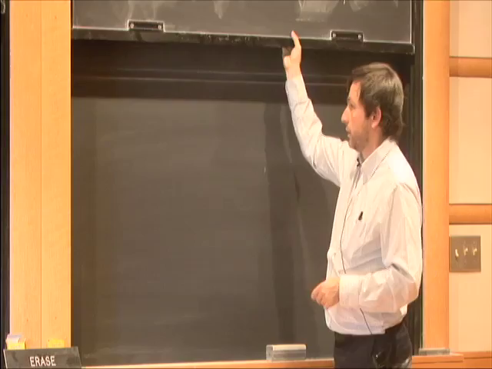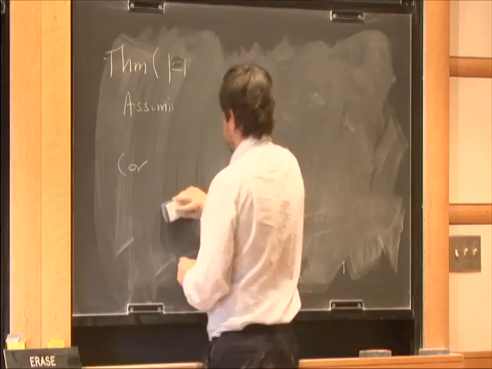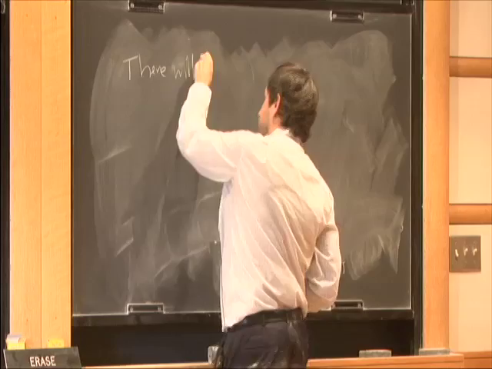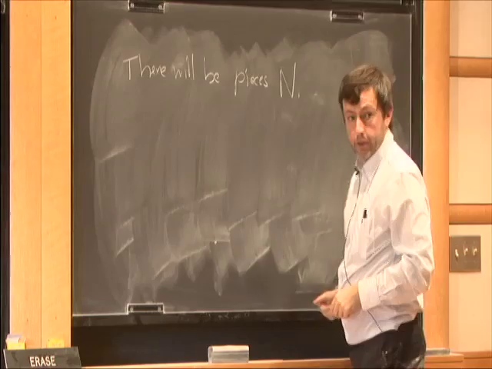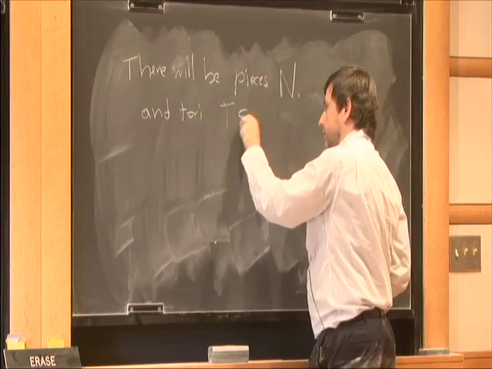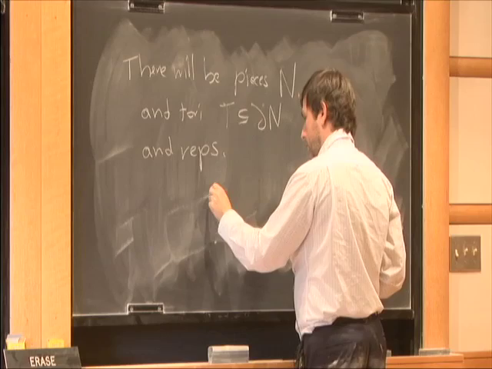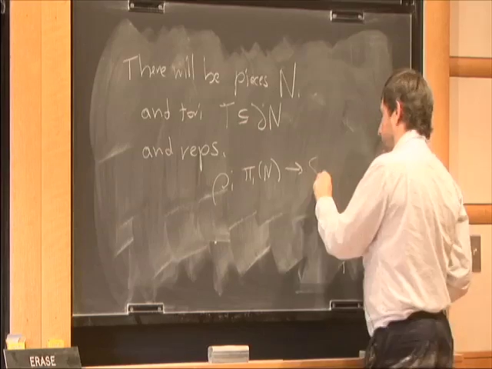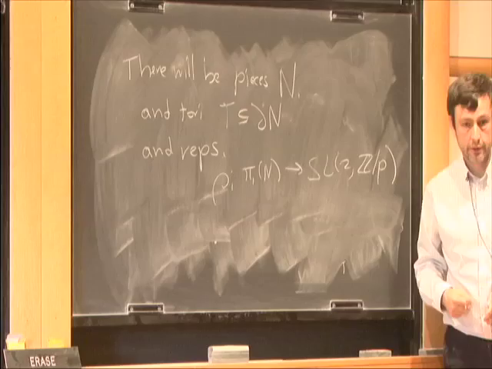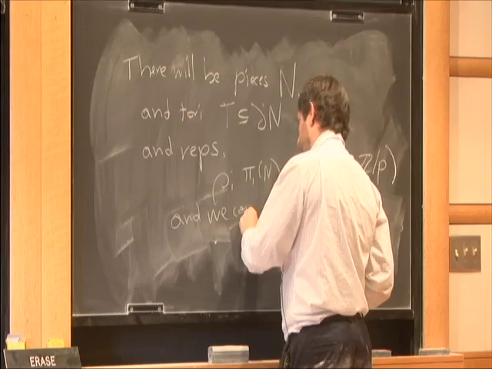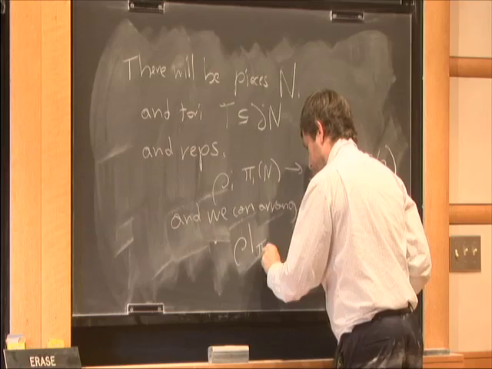So, there will be pieces N and tori T in the boundary of N. Okay, and representations rho from pi 1 of N to SL2 Z mod p. Okay. And we can arrange that rho restricted to the fundamental group of T is non-cyclic.